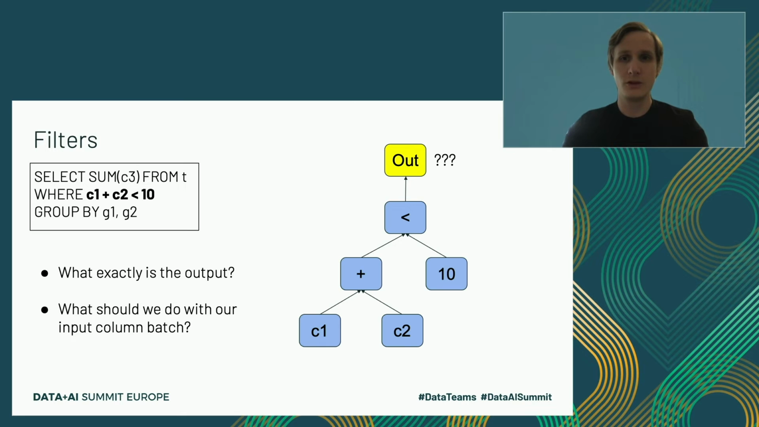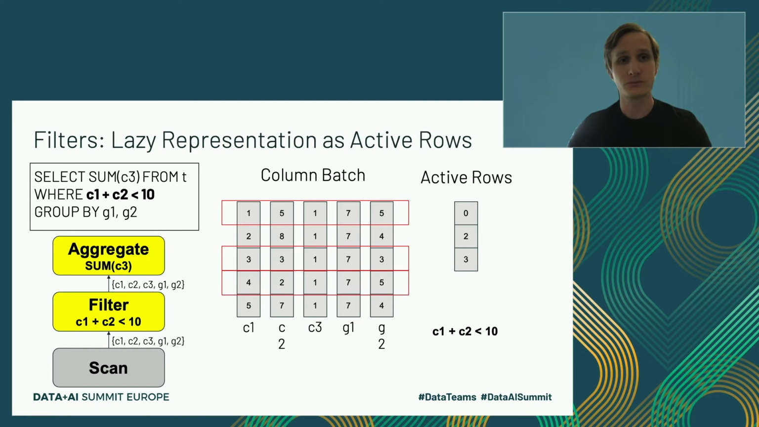Great. So now we've gone all the way through and evaluated it, but what exactly is the output? We haven't really talked about that. And what does this mean for our input column batch that we were processing? And what exactly is it that we're passing on to the next operator? This leads us to the question of how filters are evaluated and represented.